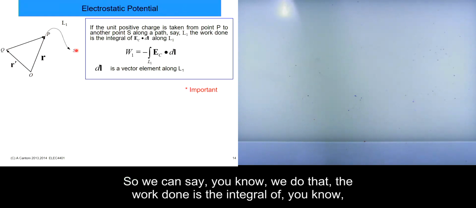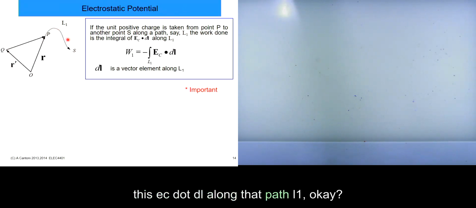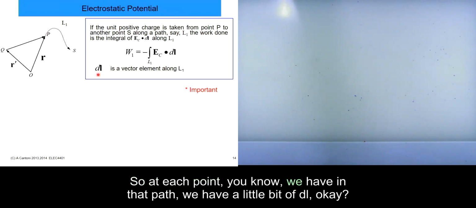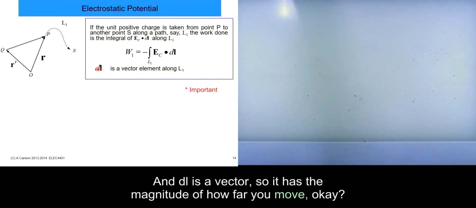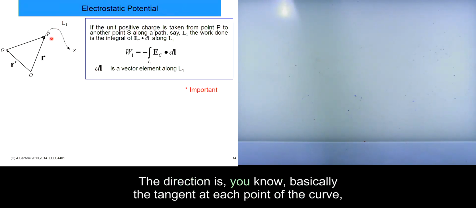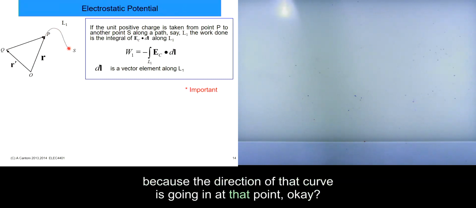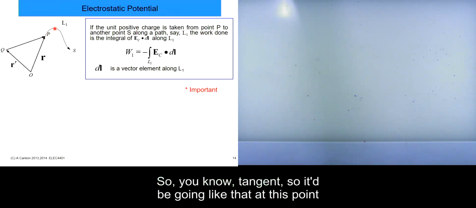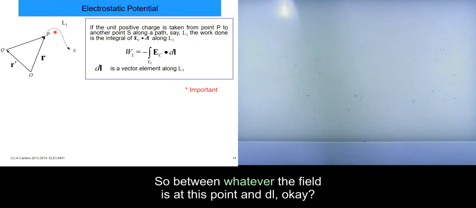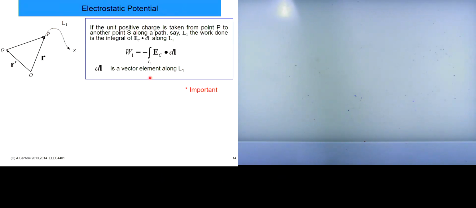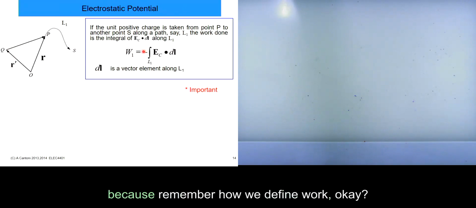If we do that, the work done is the integral of this EC dot dl along that path L1. At each point in that path we have a little bit of dl. dl is a vector, so it has the magnitude of how far you move, and it also has the direction. The direction is basically the tangent at each point of the curve, because it's the direction the curve is going in at that point. So typically the tangent would be going like that at this point and like that at that point. It's a dot product between whatever the field is at this point and dl, and it's an integral, and we've got a minus sign because remember how we define work.